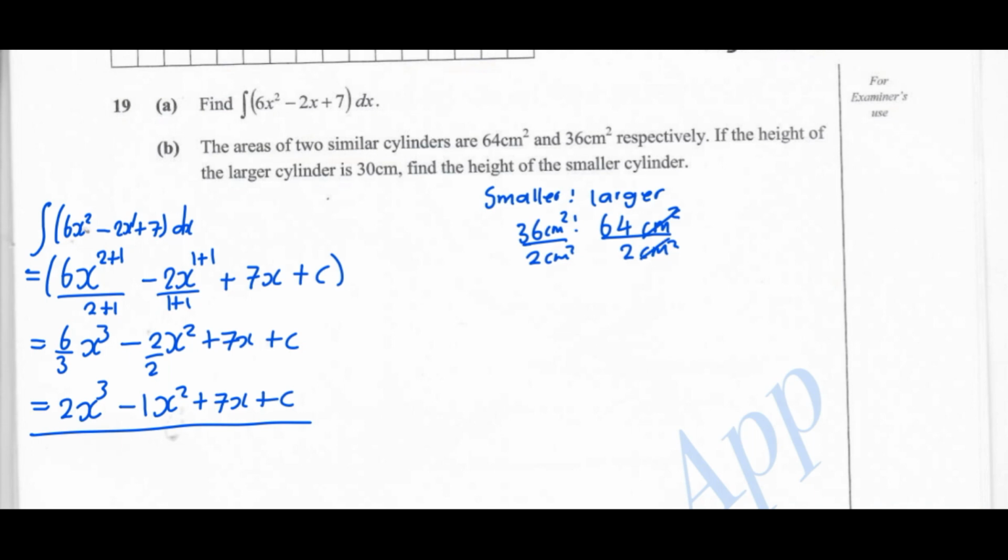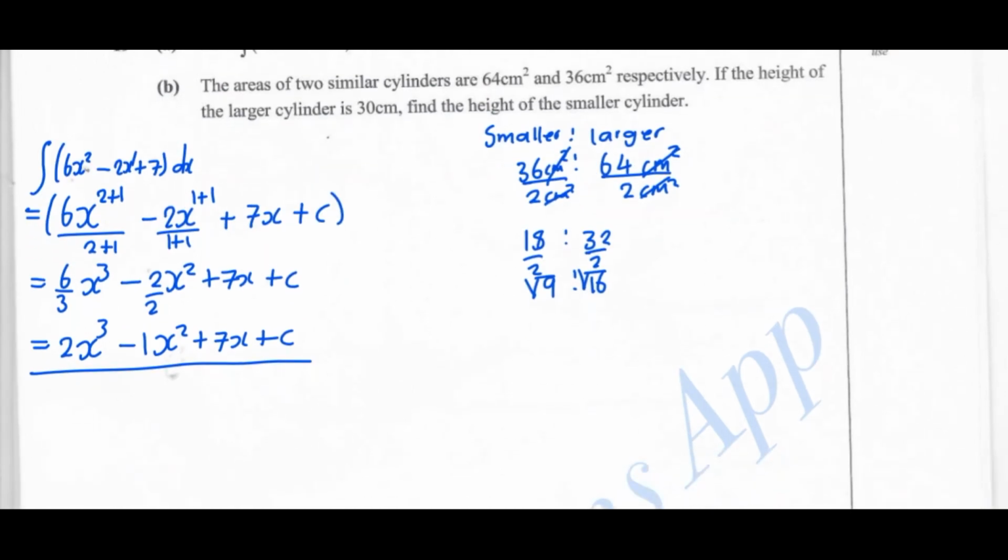So we can cancel this, we can cancel this. So 2 into 36 is 18. 2 into 64 will give us 32. Let's also add another 2. 2 here will give us 16. 2 here will give us 9. Then we can take the square root. Square root of 9 is 3. Square root of 16 will give us 4. So these are what we call the scale factors. Then if we have the scale factors, we have the height of the larger is 30 centimeters.